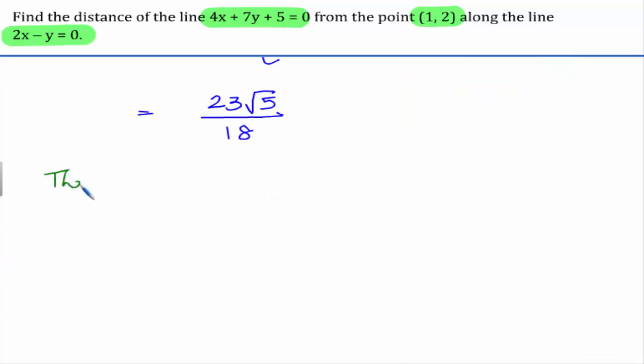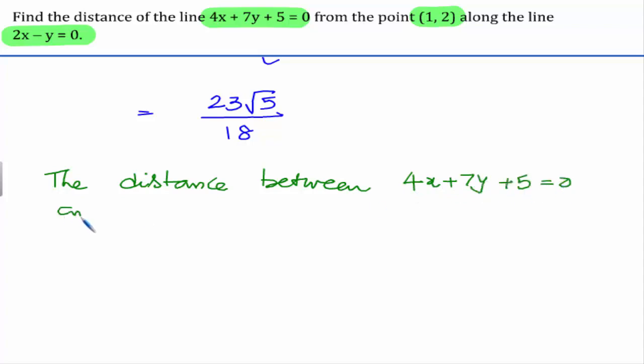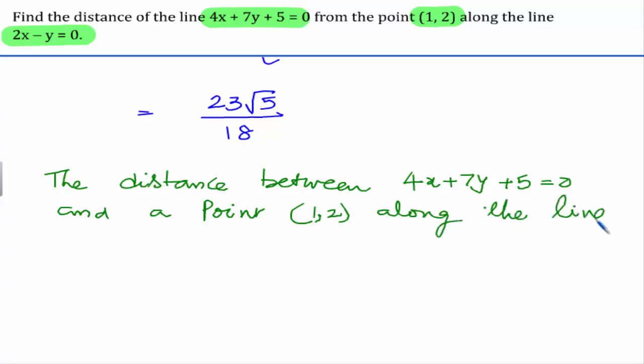So the distance between the two lines 4x plus 7y plus 5 is equal to 0, and a point 1, 2 along the line 2x minus y is equal to 0 is 23 root 5 by 18 units.